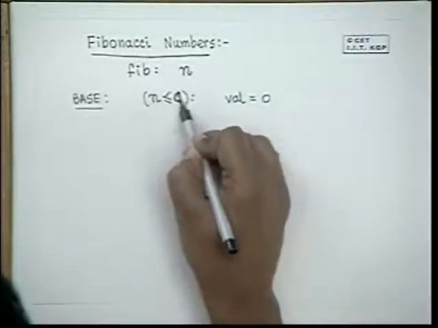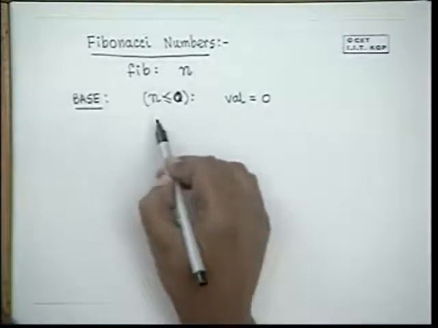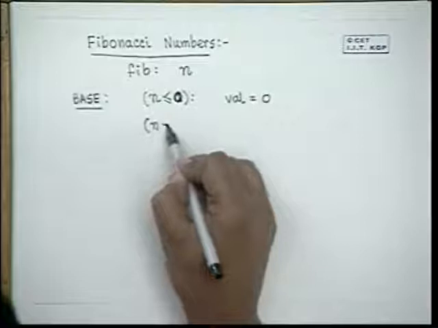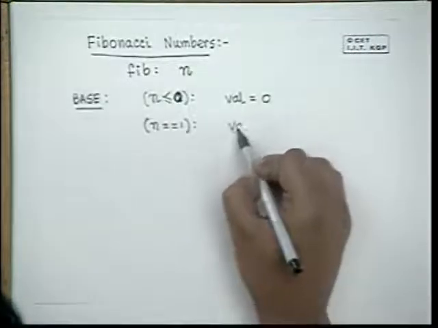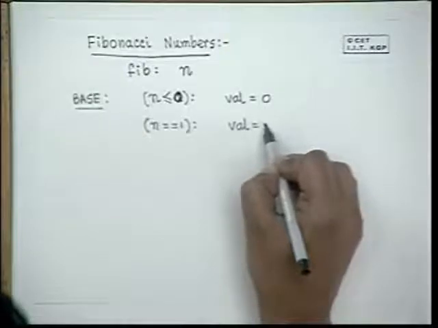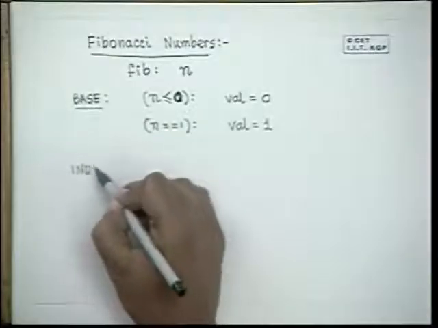If n is less than or equal to 0, val is 0. We have got two basis conditions, and when n is equal to 1, val is equal to 1. Okay, these are our two base conditions. And what is the inductive condition?